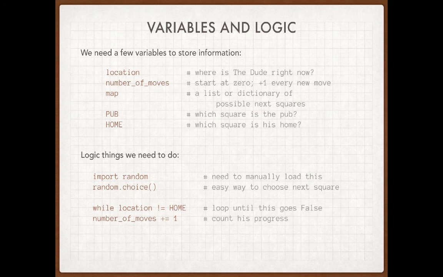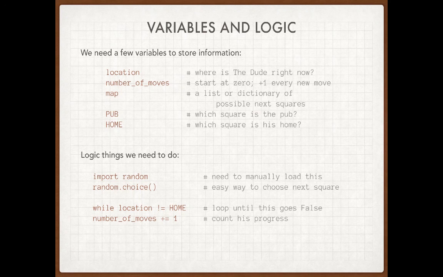Now, the map is maybe the secret sauce to this. If I choose a good data structure, my code is going to get really, really simple, and that's one of the litmus tests for choosing good data structures. But I've decided that I could work this either with a list or a dictionary, that is to say a filing cabinet. And when I open up one of those drawers, what I see inside is a list of potential next squares or potential moves. And then I'm going to identify the square that is the pub and the square that is his home.